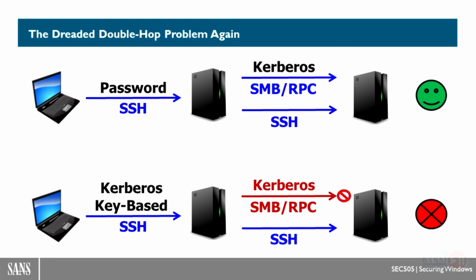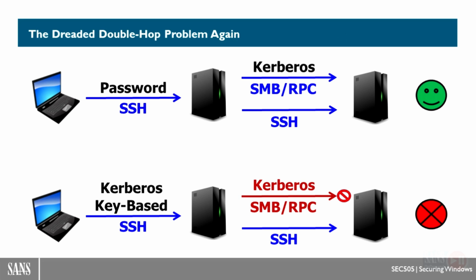But notice at the bottom, I authenticate with Kerberos or with a public-private key pair to the jump server. The jump server does not obtain a Kerberos ticket granting ticket for me. And that means I can't use Kerberos to authenticate to the third machine on the far right-hand side. So if I try to map a drive letter or access an RPC service, and I attempt to use Kerberos for the authentication, it'll fail. That's because the jump server in the middle does not have my Kerberos ticket granting ticket.